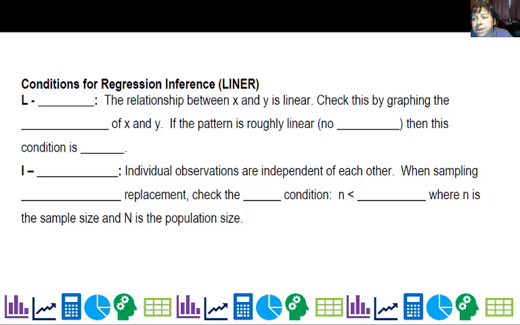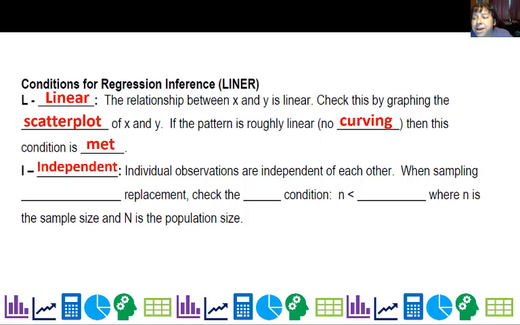So how do we do that? Well, first we need to make sure our conditions are met. And this is a nice acronym for remembering your conditions, LINER. L stands for linear. And basically that the relationship between x and y is linear. Check this by graphing the scatter plot of x and y, and I'll show you what I mean. If the pattern is roughly linear, that means there's no curving, then this condition is met.